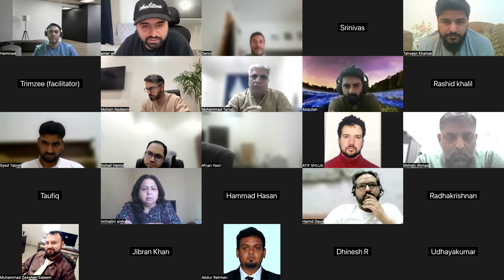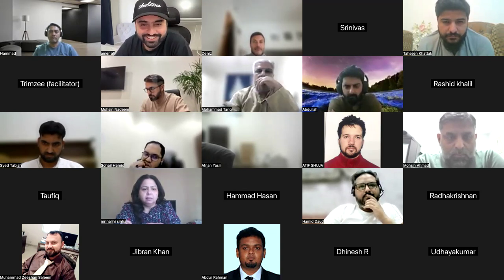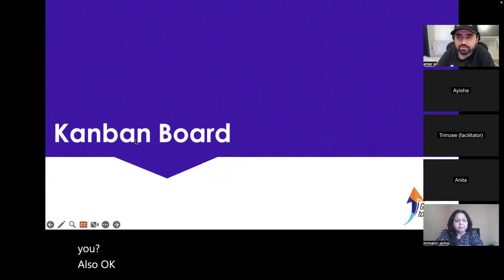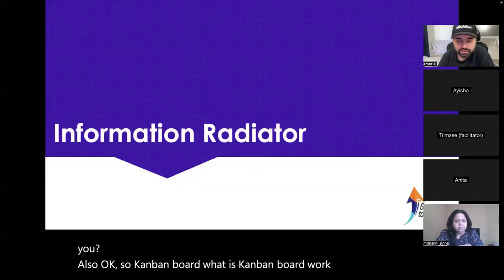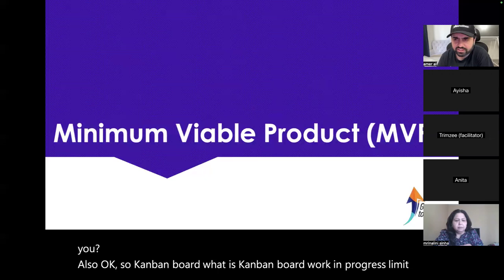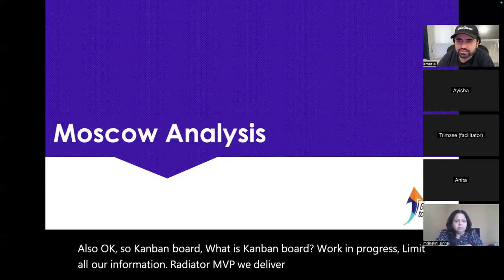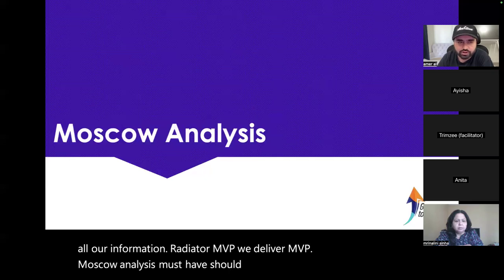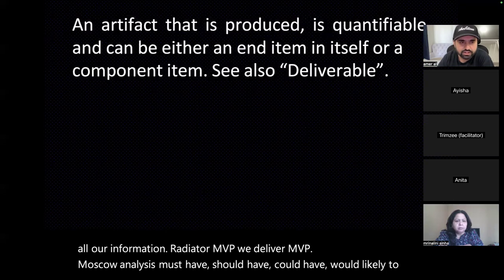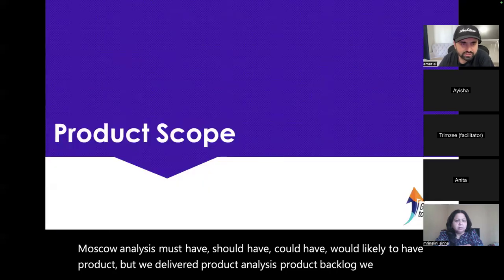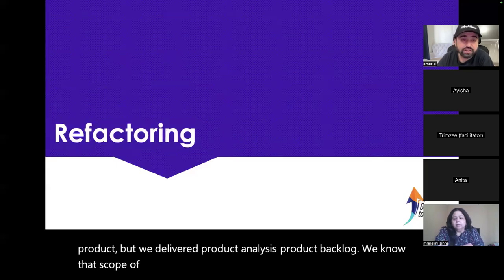You have the flashcards with you also. So Kanban board, what is a Kanban board? Work in progress limit. All are information radiators. MVP: we deliver an MVP. MoSCoW analysis: must have, should have, could have, would like to have. Product: what we delivered. Product analysis, product backlog, we know that. Scope of the work. Refactoring.